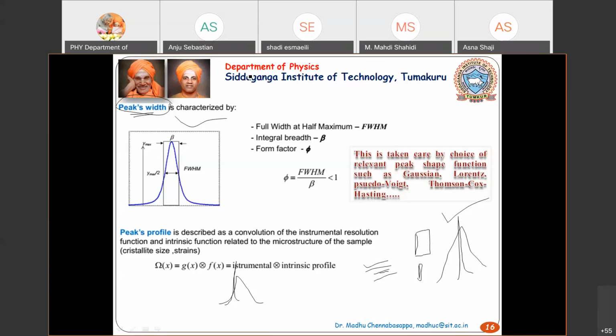If you keep the tube and detector far away, then your intensity will be less. So this comes from your geometry.